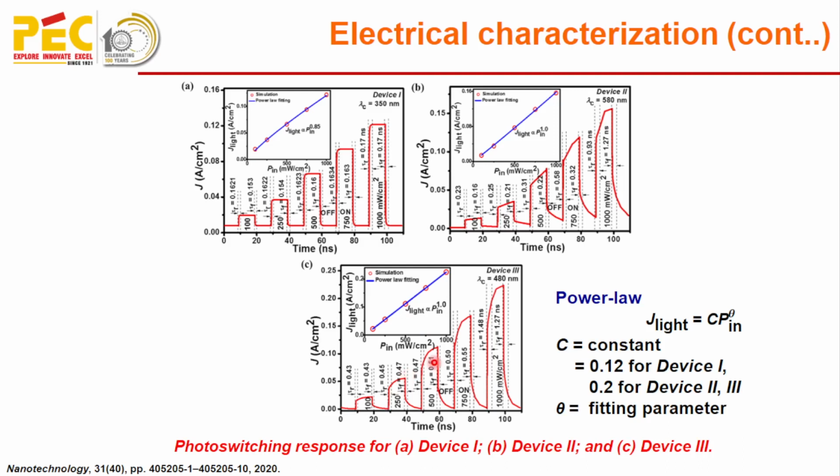When the light intensity is varied, it was shown that the light current density increases linearly with the power, and it follows the power law, J light equals C times P in to the power theta. C is a constant, which was found to be 0.12 for device 1 and 0.2 for device 2 and device 3, and theta is the fitting parameter. A linear relationship between J light and P in indicates that the recombination loss is negligible for the proposed devices.